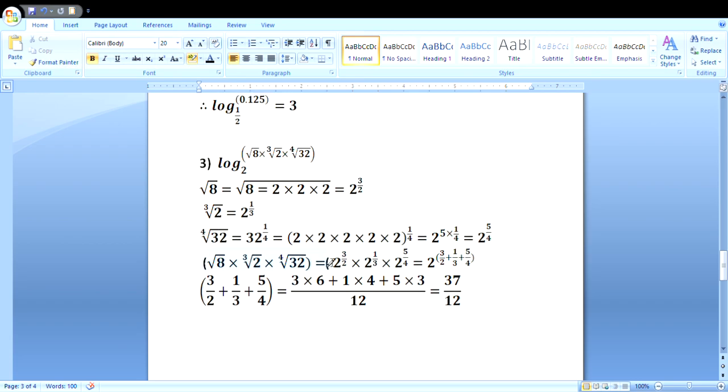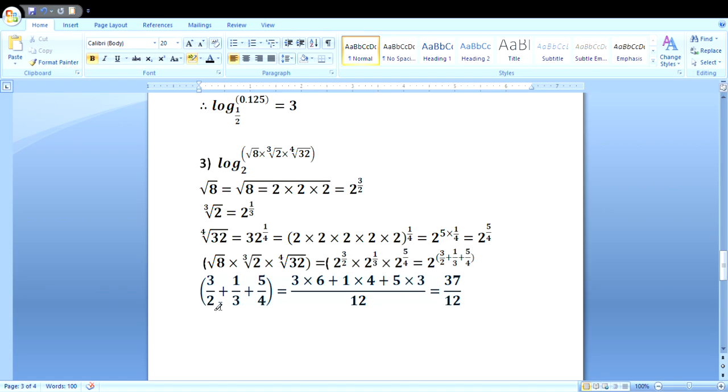Okay, if you look at the terms in this bracket, you see that the bases are the same, and the operation sign here is multiplication. That means this is typical indices. So we use indices to operate what we have here. This becomes 2 raised to power 3 over 2 plus 1 over 3 plus 5 over 4.